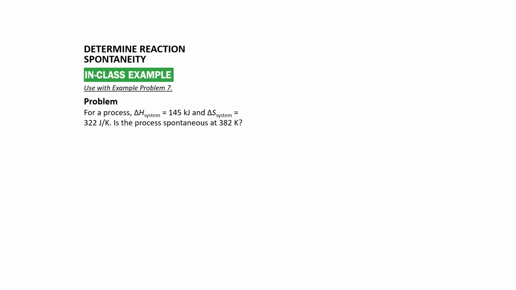All right. So now, guys, let's go ahead and read this problem, okay? And try to answer. So they are telling you for a process, delta H of the system equals 145 kilojoule, okay? And delta S of the system equals 322 joule per Kelvin. Is the process spontaneous at 382 Kelvin?